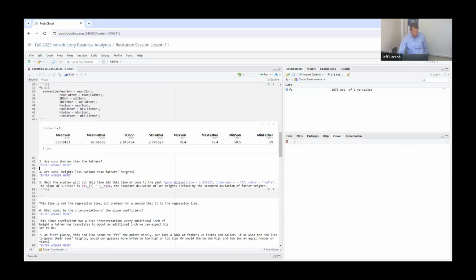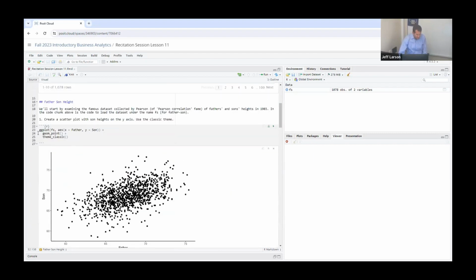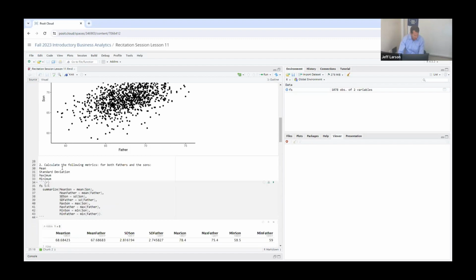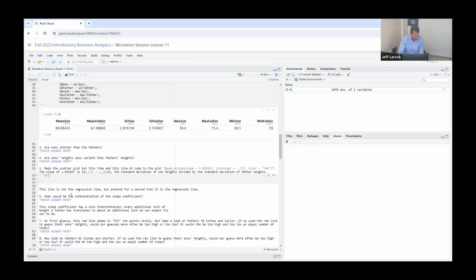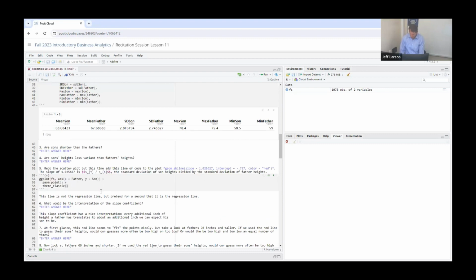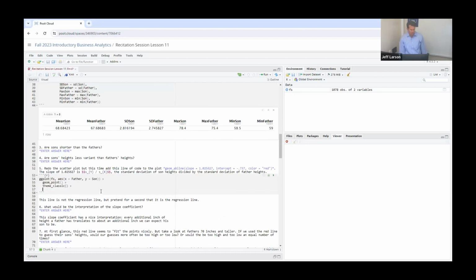All right, now it says redo the same scatter plot, but this time we're going to add this line. There's this geom_abline, and we're going to add this red line, and then take a look at it. So we're going to copy this code. And then we can add, which is the great thing about ggplot, we can literally just add it with a plus, and then copy this line of code.